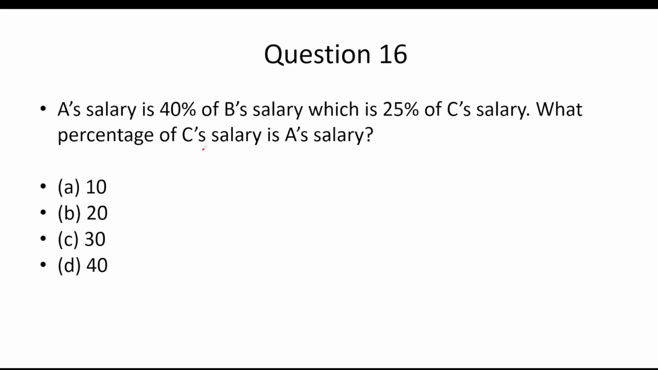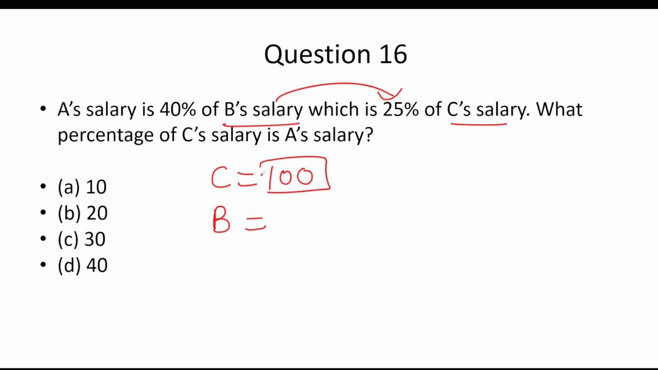This question is related to percentage. A's salary is 40% of B's salary, which is 25% of C's salary. So here you can take C's salary as 100. You can start with C's salary. B's salary is 25% of C. What is 25% of 100? Because we take C's salary as 100. That is 25. So take B's salary as 25.